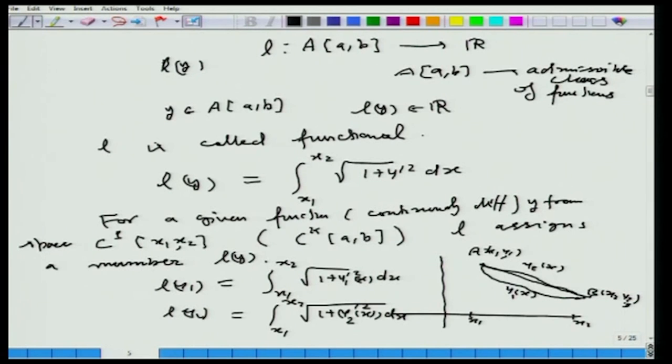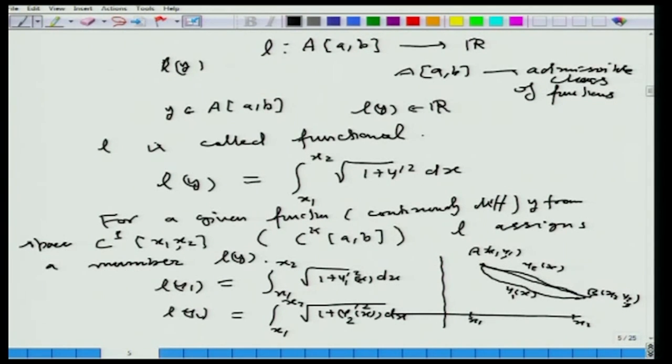such that it assigns to each smooth curve, so that y prime is piecewise continuous, so that this integral is well defined. So this L will assign a number to such an admissible curve. Here admissibility is that y prime should be piecewise continuous, so that this integral is defined in the sense of Riemann. And so this functional L assigns a number L y to this function. Such a thing is called a functional.